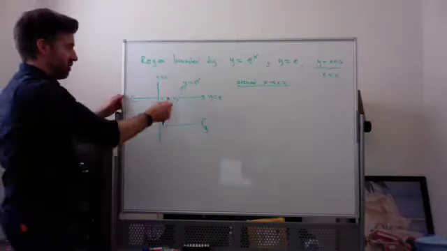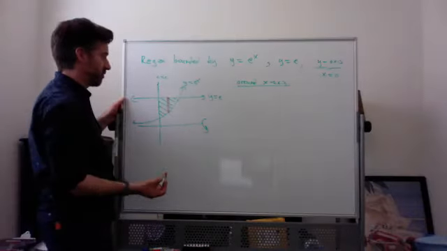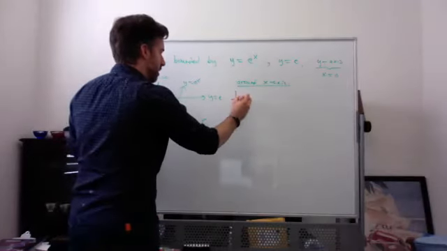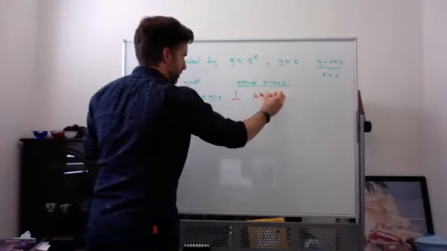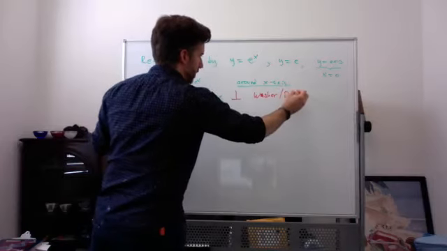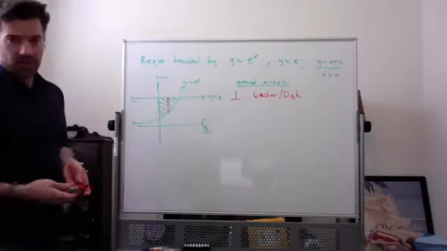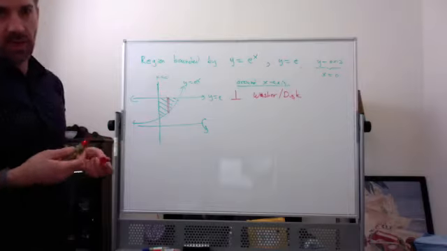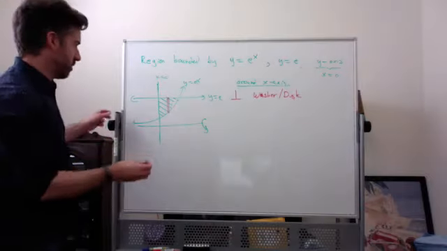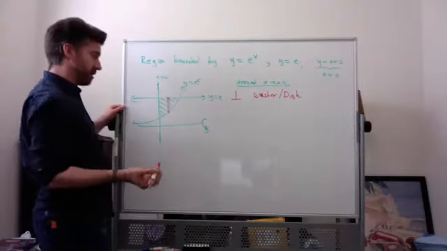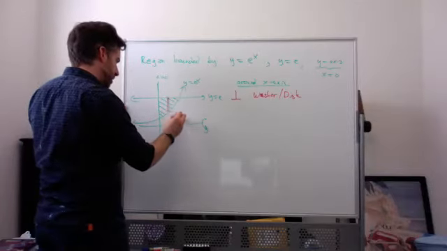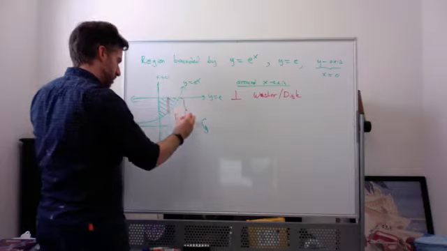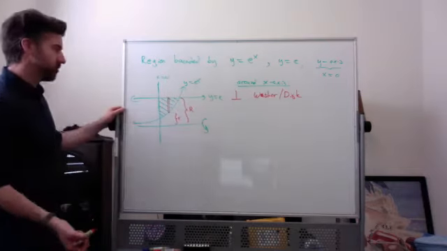So since I have a strip that's perpendicular to my axis of rotation, I know that's going to mean the washer or disk method, which are really the same method. It's just that the washer method means you have an inner radius. And here it is the washer method because our region isn't flush with our axis of rotation. So here's what's happening, right? This is my inner radius. This is my outer radius.